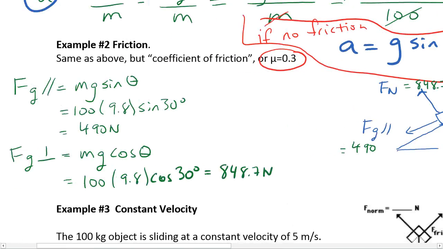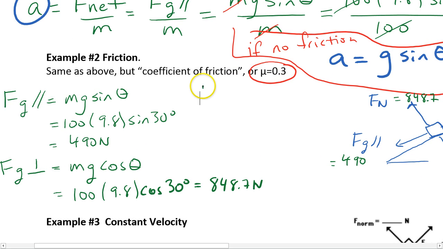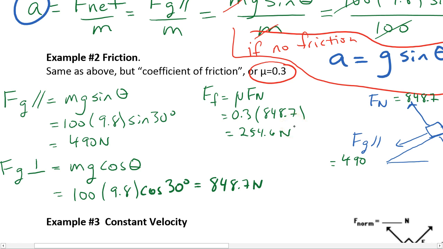So let's find a spot here to do our work. We'll say the force of friction will be equal to mu times the normal force, so that will be equal to 0.3 multiplied by 848.7. So we get an answer of 254.6 newtons. Okay, so we're almost time to finish this.